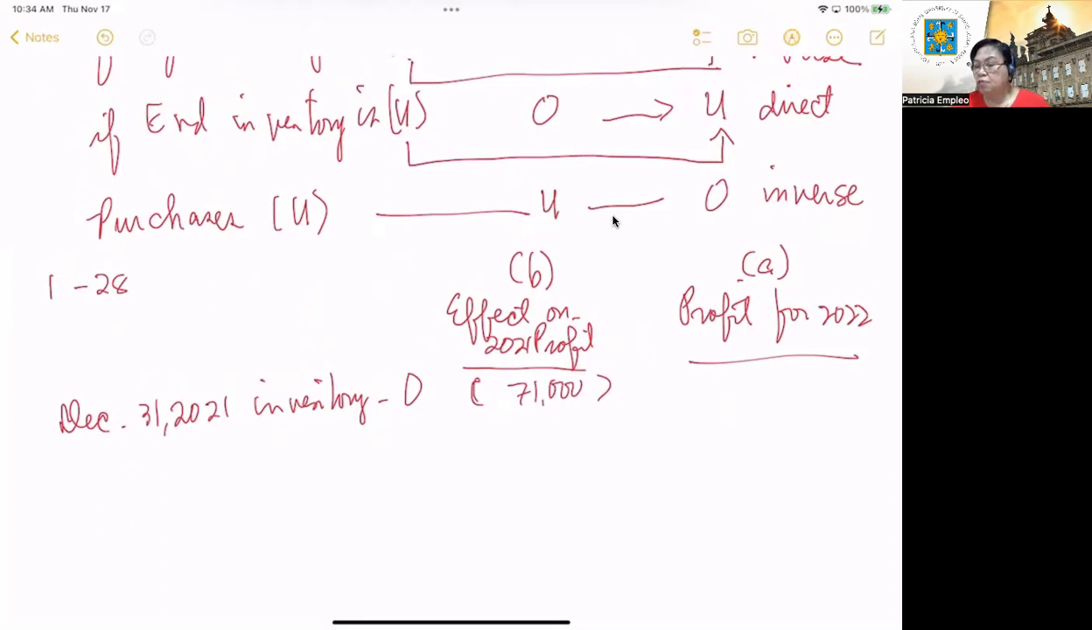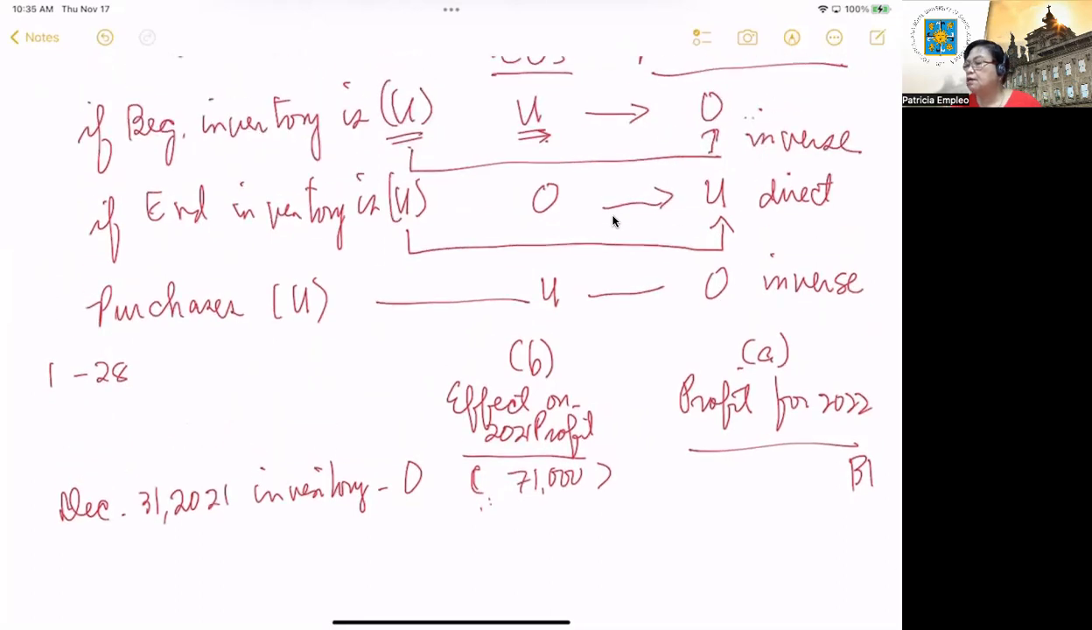The ending inventory of 2021 becomes the beginning inventory of 2022. And because the beginning inventory of 2022 was overstated, by the way, we have here ending inventory. Here we have beginning inventory. So a beginning inventory of 2022 is overstated and beginning inventory has an inverse effect on profit. That means that the profit for 2022 was understated by 71,000.